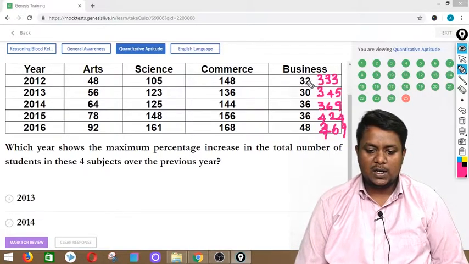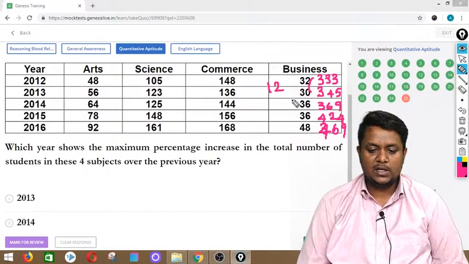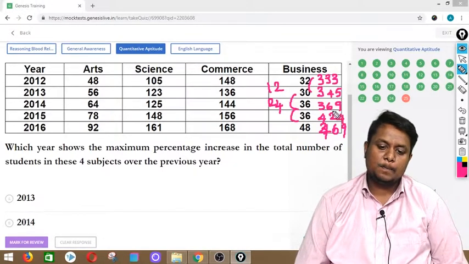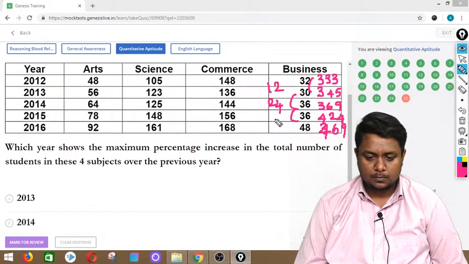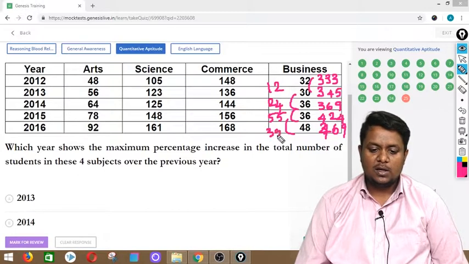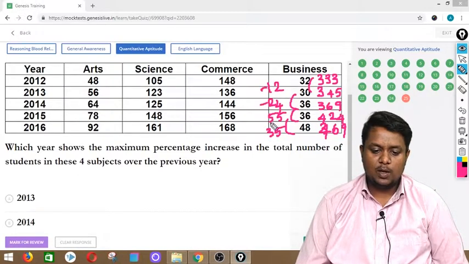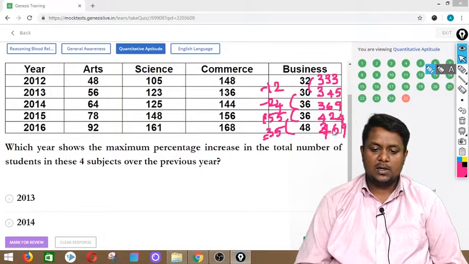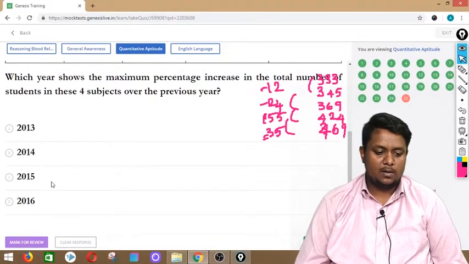If you see 333 to 345, there is only 12 increase. 345 to 369, there is 24 increase. 369 to 424, there is almost like 31 plus 24 is 55 increase. Here it is only 35 increase. If you see, these two values are very small, and this value is also very small compared to this particular increase. So in 2015 we can say the percentage increase in number of students is more. So we can mark this.